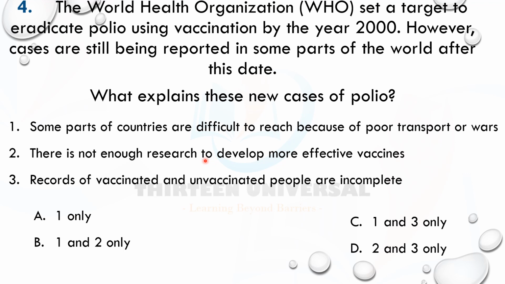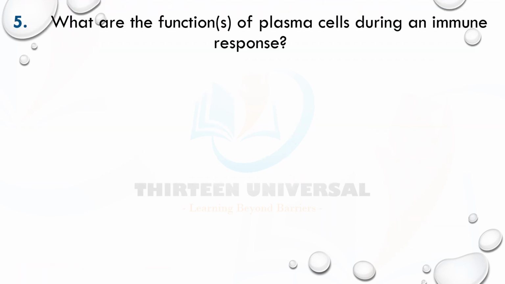Okay, but let's look at the records of vaccinated and unvaccinated people are incomplete. Yes, that is why. See what it says. However, some cases are still being reported in some parts of it, so it's not yet completed. So these two could be the reason, right? That's C. Okay. Now comment. I want to hear you. Challenge answers. Teach us. Explain to us. Want to learn from you. Have questions? Ask.